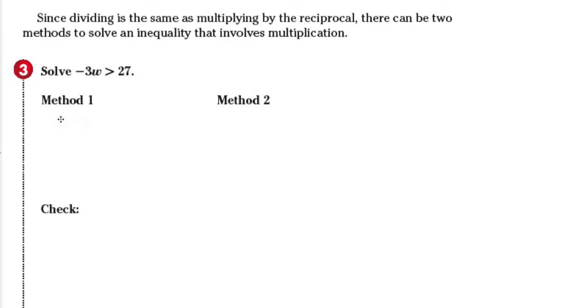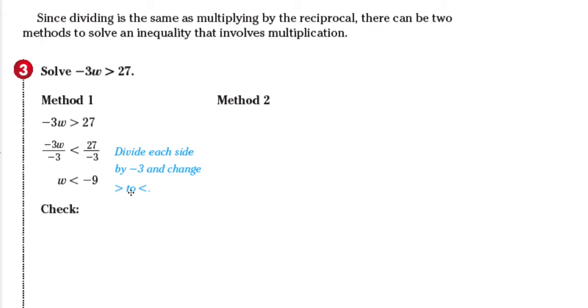In method 1, we copy the problem, negative 3w greater than 27, and then we divide each side by negative 3 to isolate w. If you divide both sides by a negative number, you notice that we reverse the order symbol. And once the order symbol has been reversed, we find the value of w to be less than negative 9. In method 2, negative 3w greater than 27.